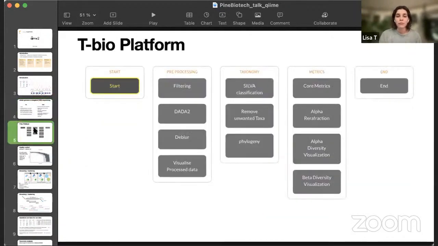So on the platform, we present 3 modules: pre-processing that consists of filtering and denoising algorithms. Then we go on to taxonomy with SILVA classification, filtering our classified sequences, and constructing phylogenetic trees. And then we can move on to metrics to calculate alpha and beta diversity.